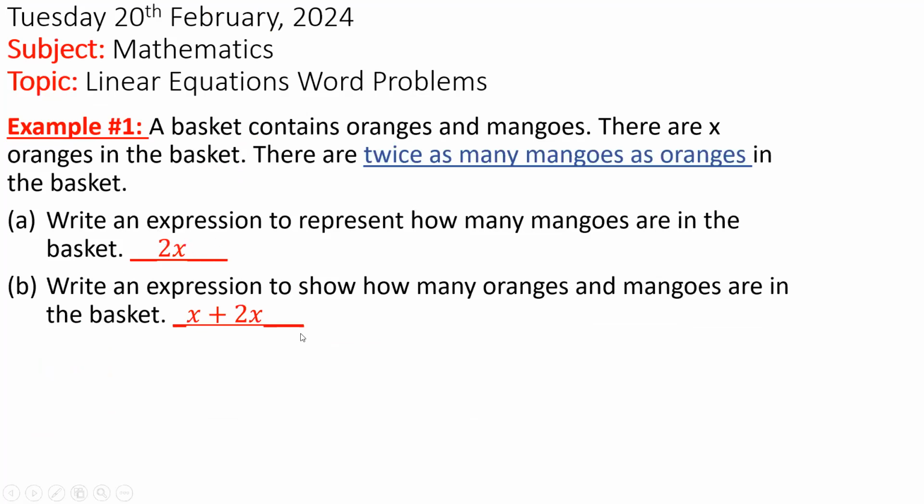2x. So that means that the amount of oranges is x and the amount of mangoes is 2x. And so if we want to write an expression to show how many oranges and mangoes are inside of the basket, then we have to add oranges and mangoes, which is going to be x plus 2x. All right. Question, do y'all understand how I got x plus 2x?